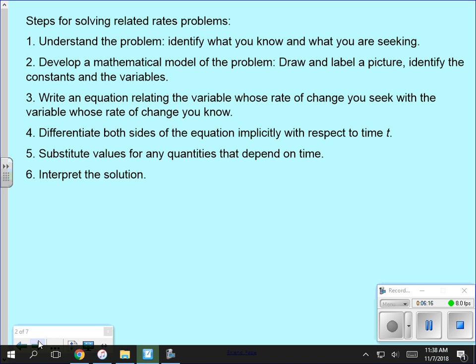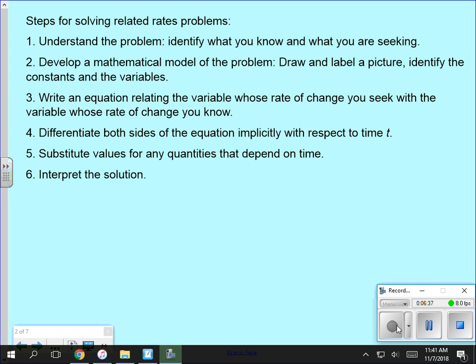Okay, steps for solving related rate problems. Learn it, know it, live it. Get these down. Step number 1, identify the problem, identify what you know and what you're seeking.